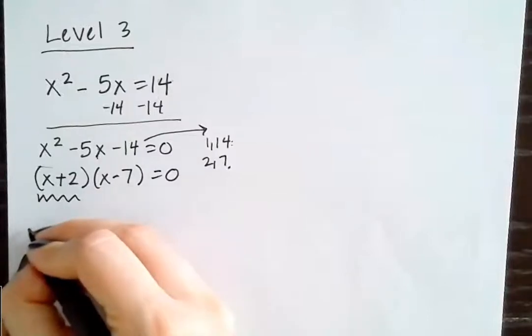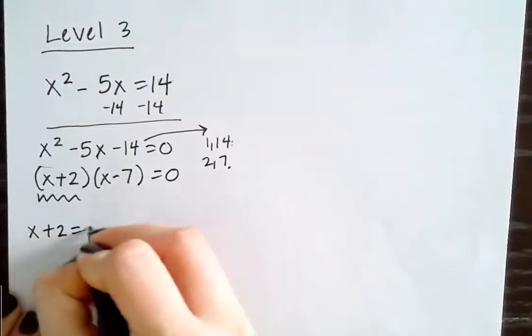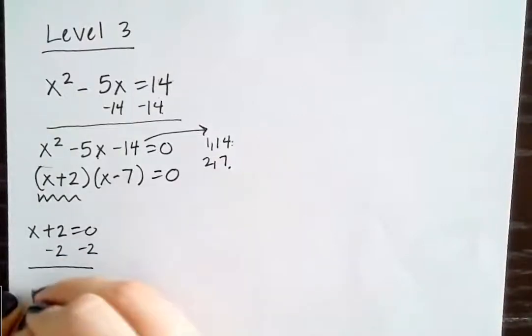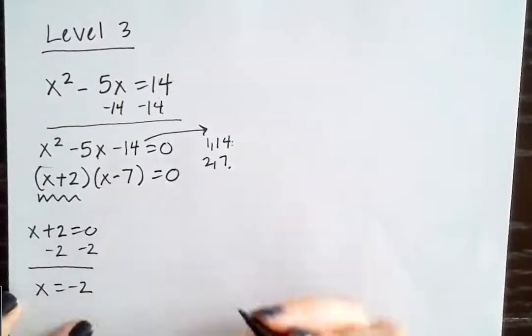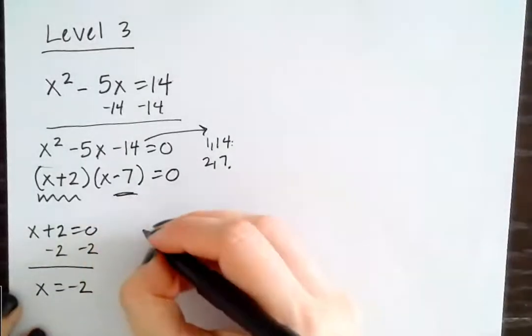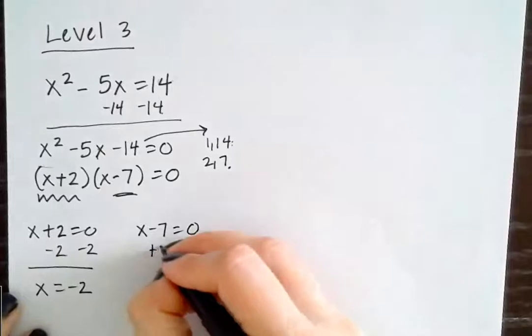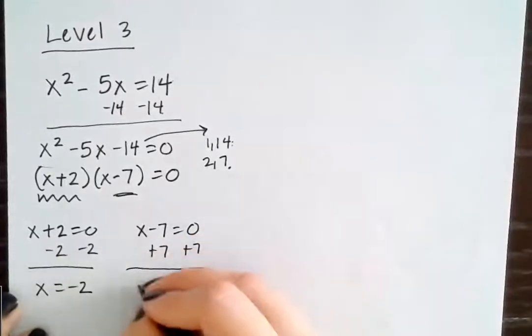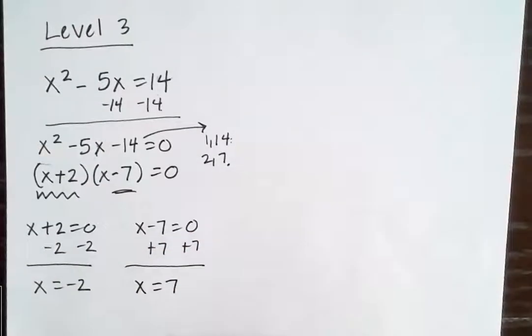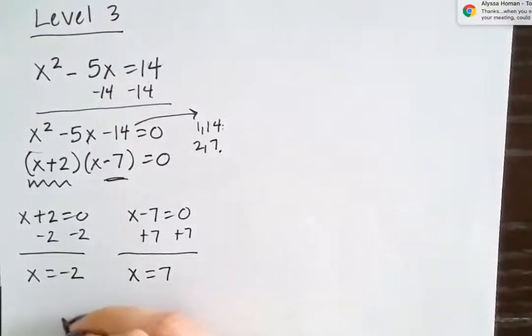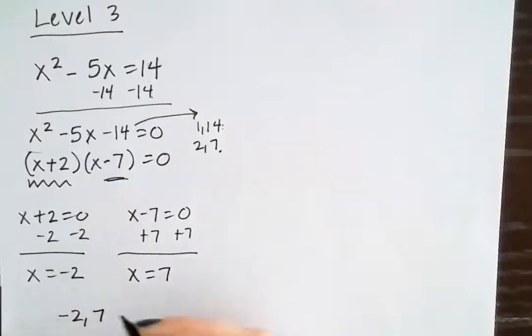Now I'll put both of our factors equal to 0. Get x by itself. And we'll see what we get here. X minus 7 equals 0. Add my 7 over. X equals 7. So our answer to this quadratic equation will be negative 2, 7.